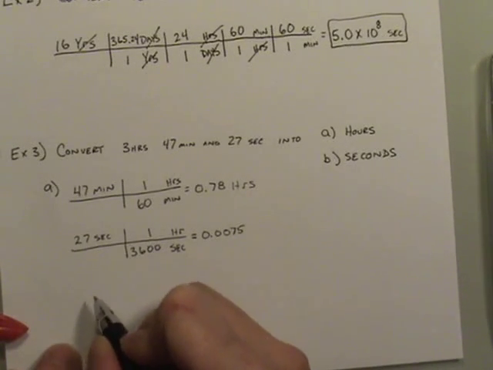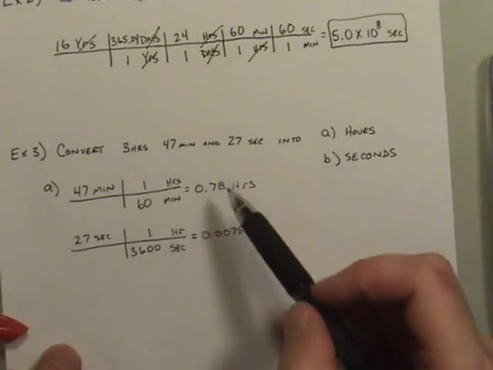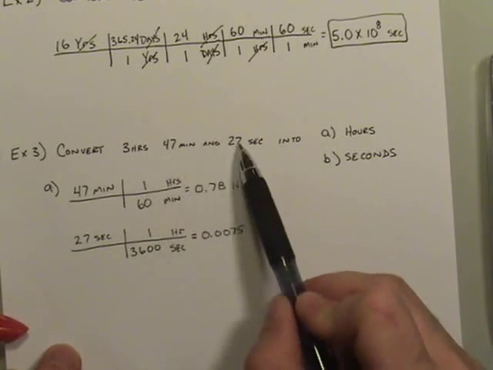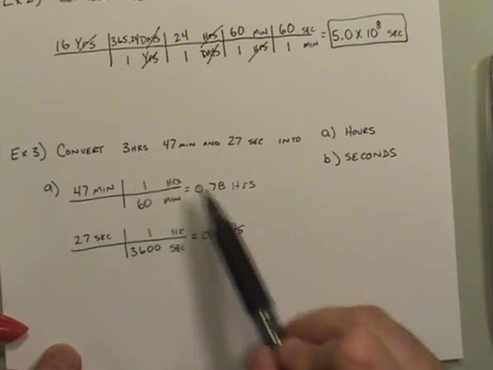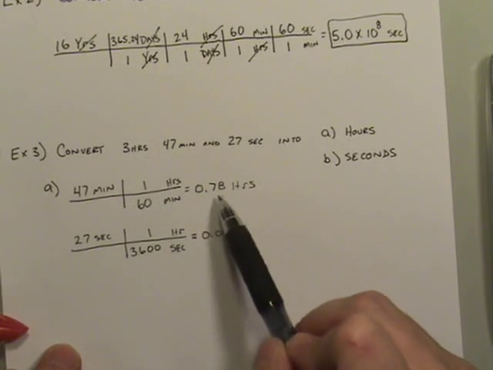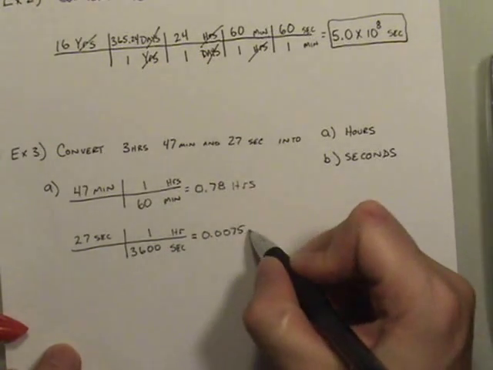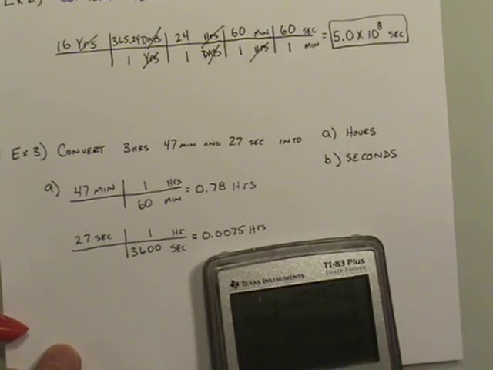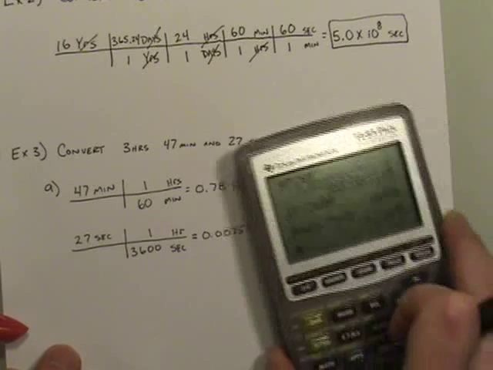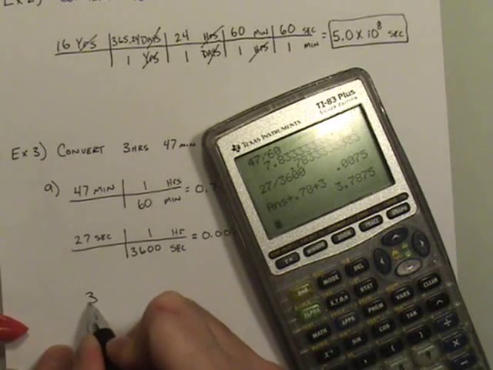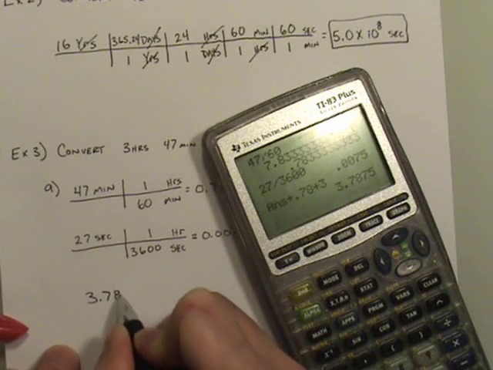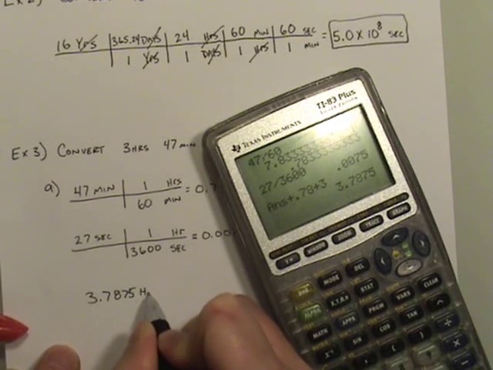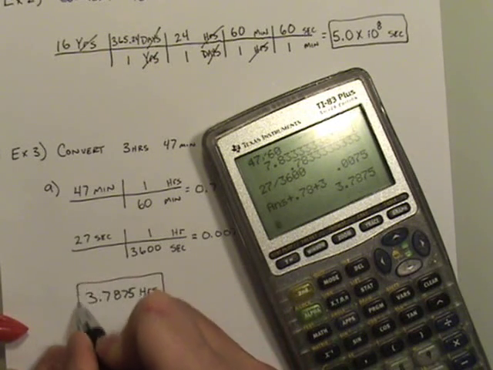So for A, the 3 hours 47 minutes, I now have each of the 3 sections in terms of hours: 3 hours, 0.78 hours, and 0.0075 hours. So now I simply need to add the 3 together. I'm going to add the 0.0075 to 0.78 plus 3, and I end up with 3.7875 hours.